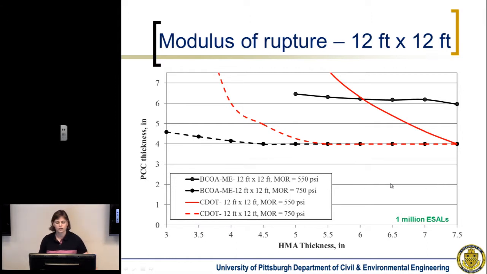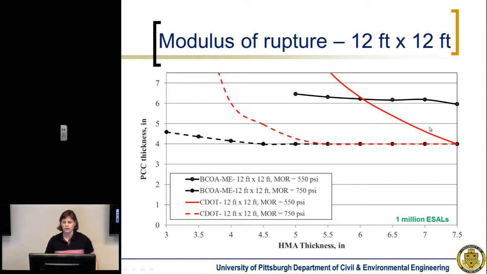If you're looking at the 12x12, you'll find that for the BCOA-ME, your overlay thicknesses are more stable when you get to really thin asphalt layers and really thick asphalt layers. So for this, we're looking at the overlay thickness with respect to the thickness of the asphalt, assuming we have 1 million ESALs. They tend to predict similar thicknesses when you're comparing the Colorado, the older procedure, with the BCOA-ME for the higher strength.